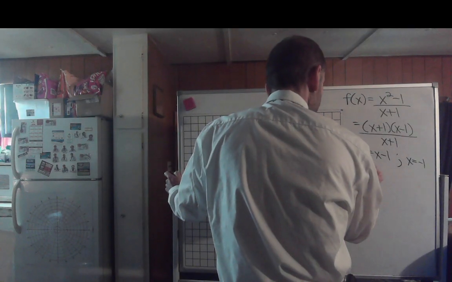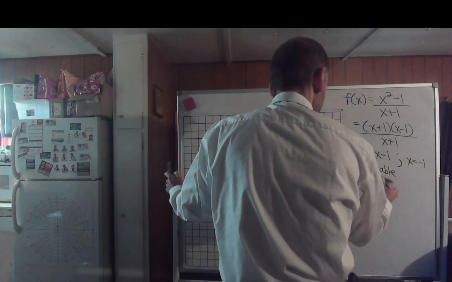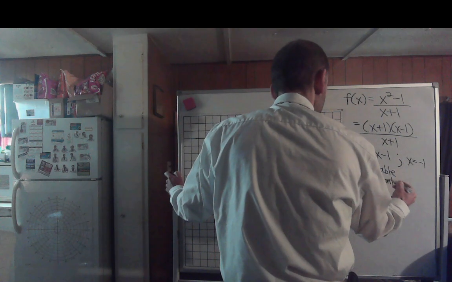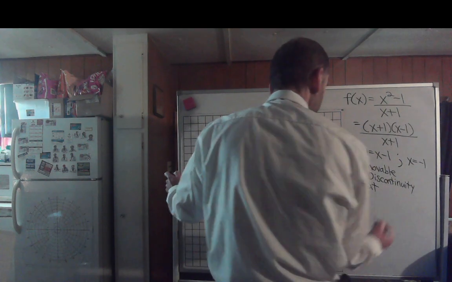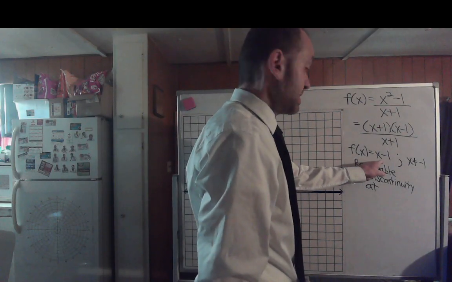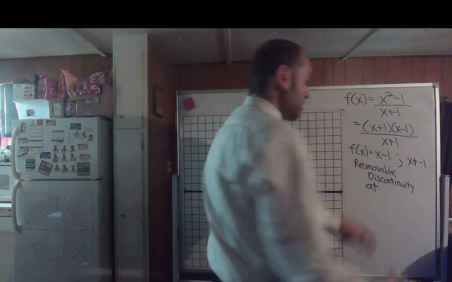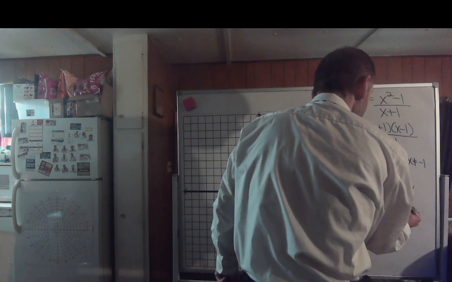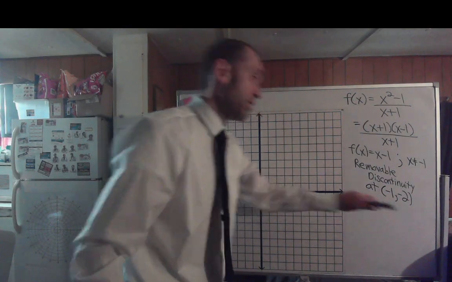So you can say there is a removable discontinuity at, you want to find the point. So take that x equals -1 where it's undefined, and you're going to input it into the new function that you got from factoring. That would be, if you put in -1 here, you would end up getting the point -1, -2. So there is a removable discontinuity at the ordered pair -1, -2.